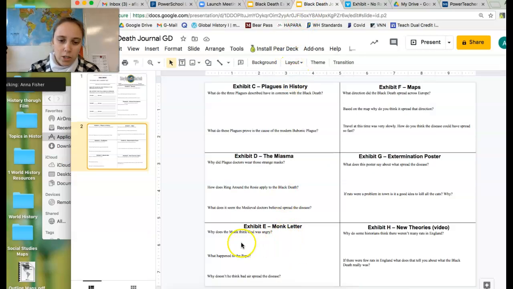To go back to our questions here, why does the monk think God is angry? What happened to the Pope? And why doesn't he think bad air spread the disease? So why does he think it is God being angry? And why does he think God is angry? So that's E. Pretty straightforward. Pause me and then we'll move on to F.